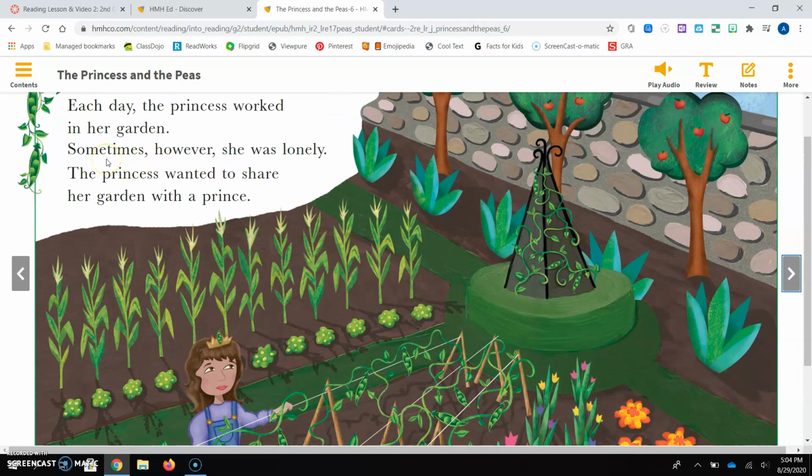Let me start over and reread. Sometimes, however, she was lonely. The princess wanted to share her garden with a prince.